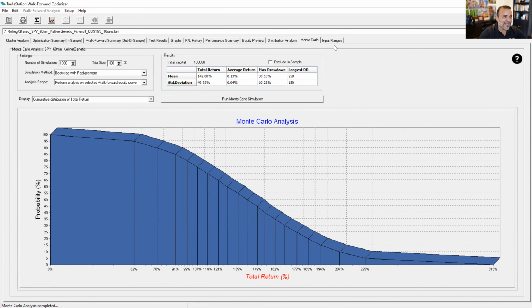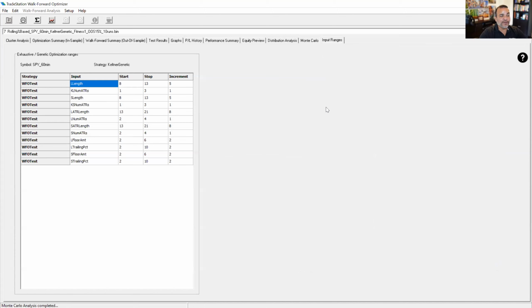And lastly, going back to the input ranges that are being tested. We saw those inside of the platform, but it's nice that you can come back here on this last tab and check what ranges you tested, because maybe you would want to test a larger range, and this tells you what's included in this test.